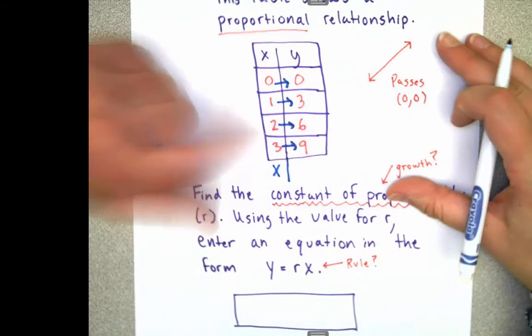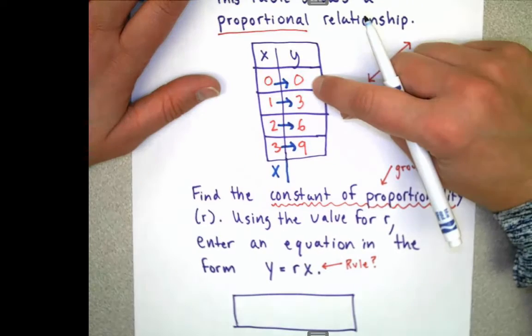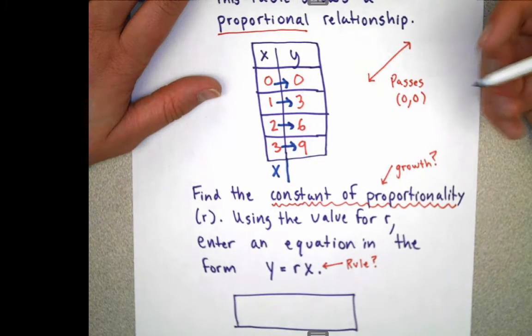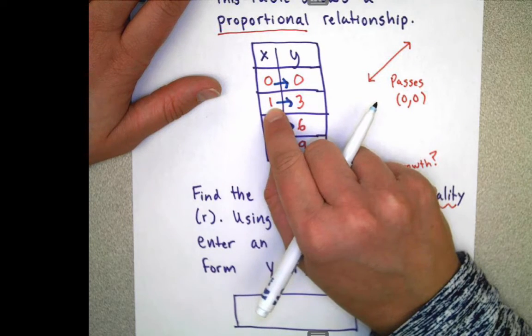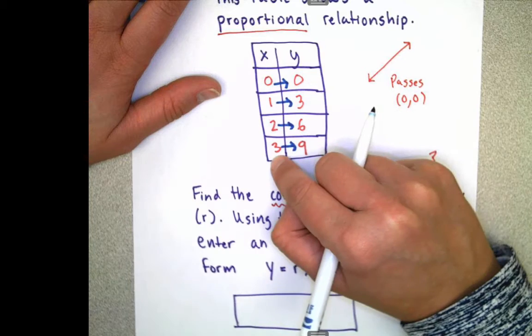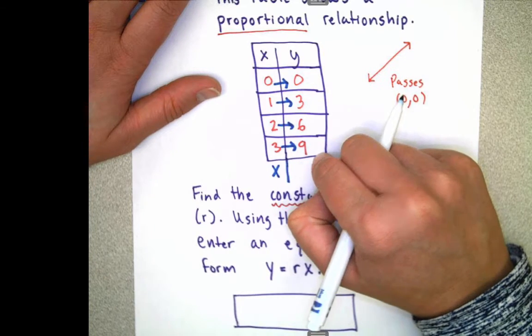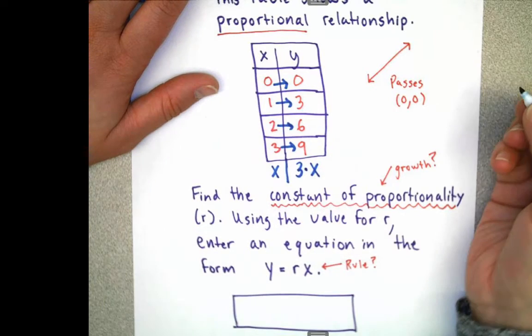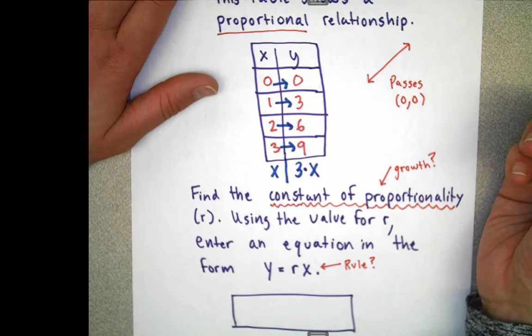What am I doing? Well, I see the growth. It goes 3, 6, 9. So it's growing by 3s, going up by 3. And if I do 3 times 1, I get 3. If I do 3 times 2, I get 6. If I do 3 times 3, I get 9. So it looks like the rule is to do 3 times the x. It looks like we're doing 3x. We're timesing by 3 each time.